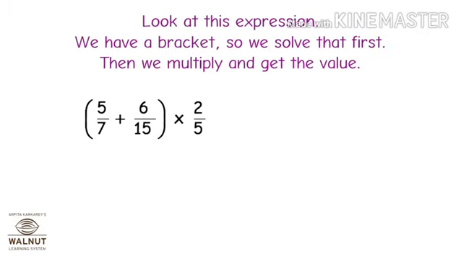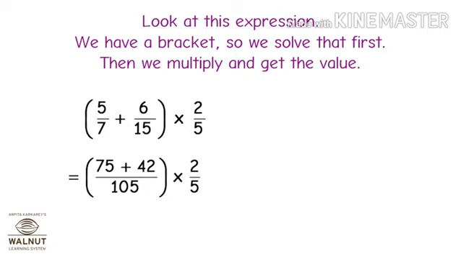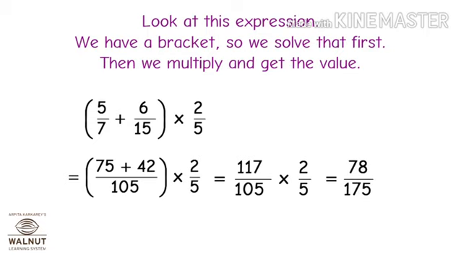Look at this expression. We have a bracket, so we solve that first. Then we multiply and get the value. 5 upon 7 plus 6 upon 15, in brackets, multiplied by 2 upon 5 is equal to 75 plus 42 upon 105, in brackets, multiplied by 2 upon 5, is equal to 117 upon 105 multiplied by 2 upon 5, is equal to 78 upon 175.